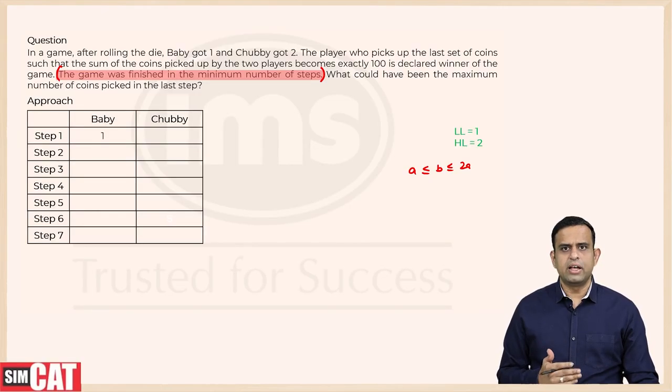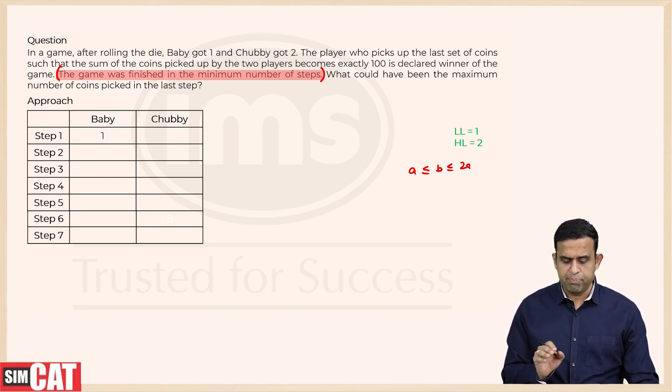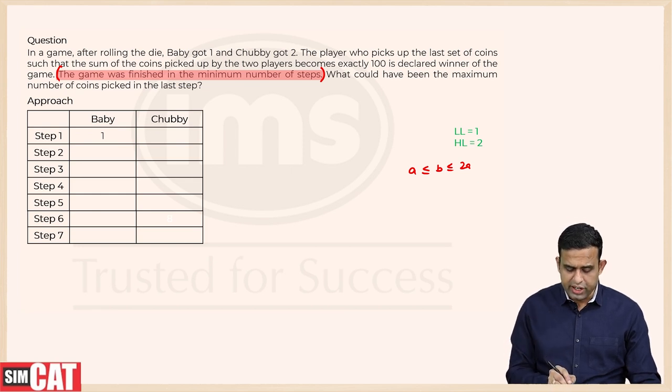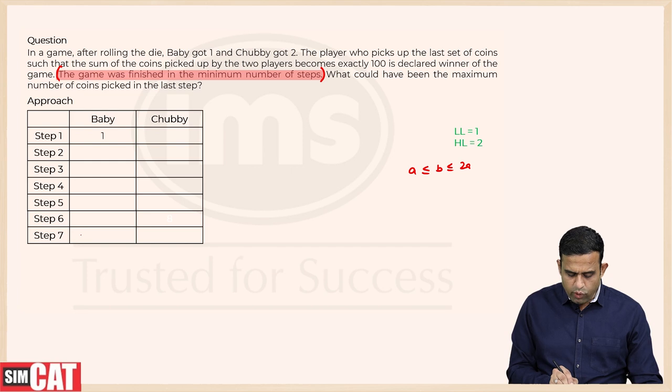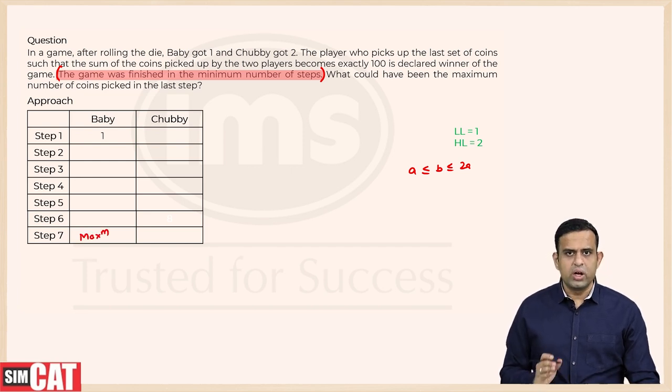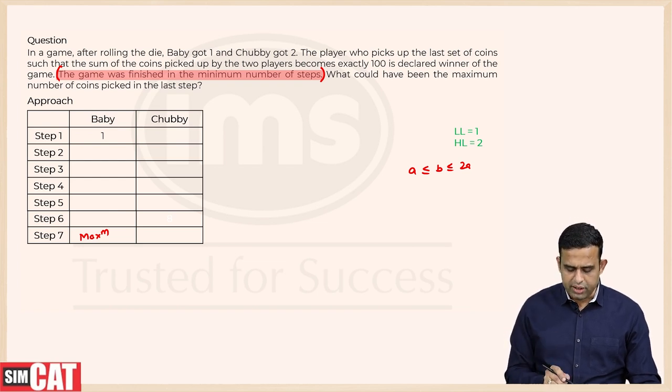So now we have seen that the game has to end in a minimum of 7 steps, and the question says what could have been the maximum number of coins picked up in the last step. So the task over here is that Baby will pick the last set of coins to win the game, and I want to find out what is going to be the maximum value over here. Now one needs to do a lot of hit and trial, but let's try to do it in a sort of logical manner. First of all, can I find out the least value?